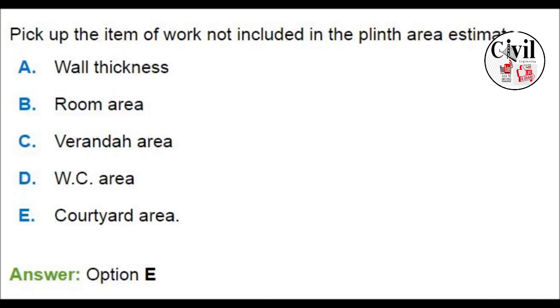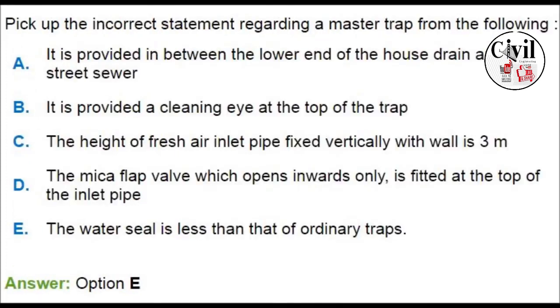So pick up the incorrect statement regarding a master trap from the following. So the water seal is less than that of ordinary trap. C is the correct answer. Okay, that is fine. So the next question is for 12 mm thick cement plastering having mixed ratio 1:6 on 100 square meter new brickwork, the quantity of cement required is 0.7274 meter cube. So C is the correct answer.